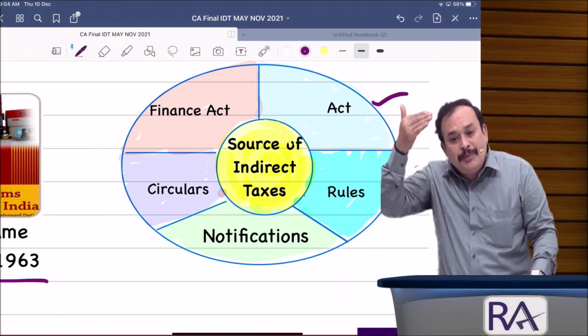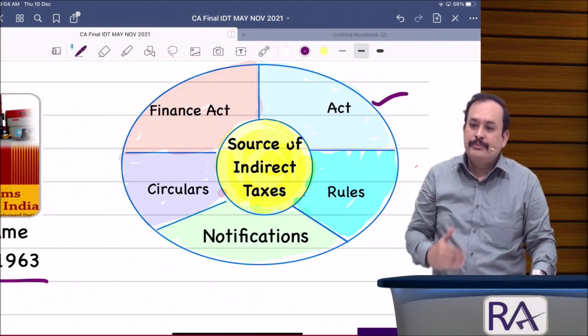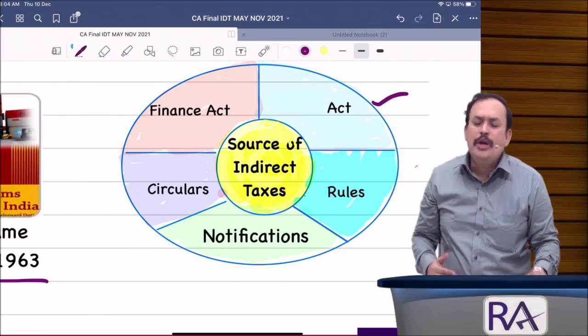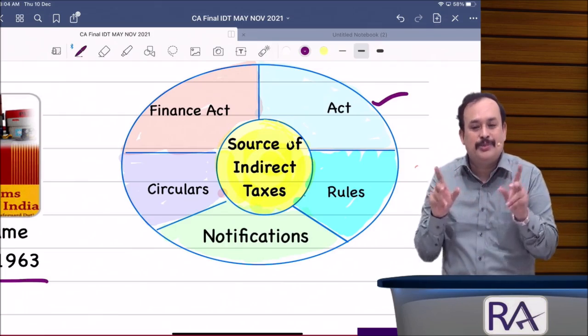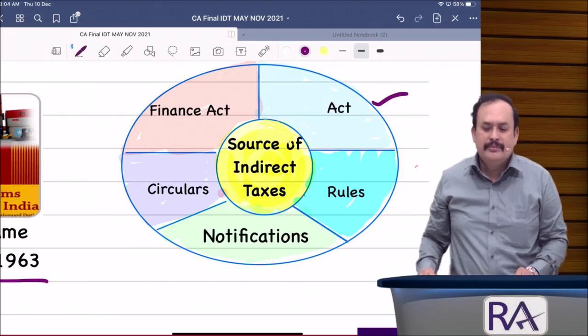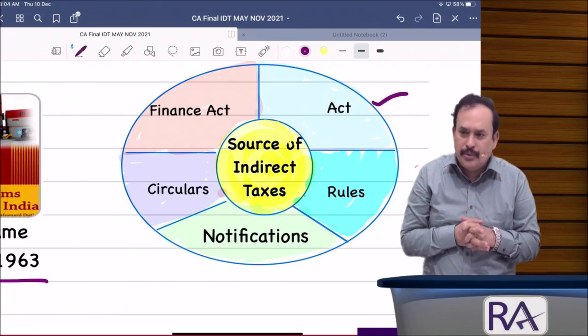The Act is also required to follow rules. Rules are important. What do you mean by rules? Procedural aspects. Now, there are so many amendments in fact in the rules.